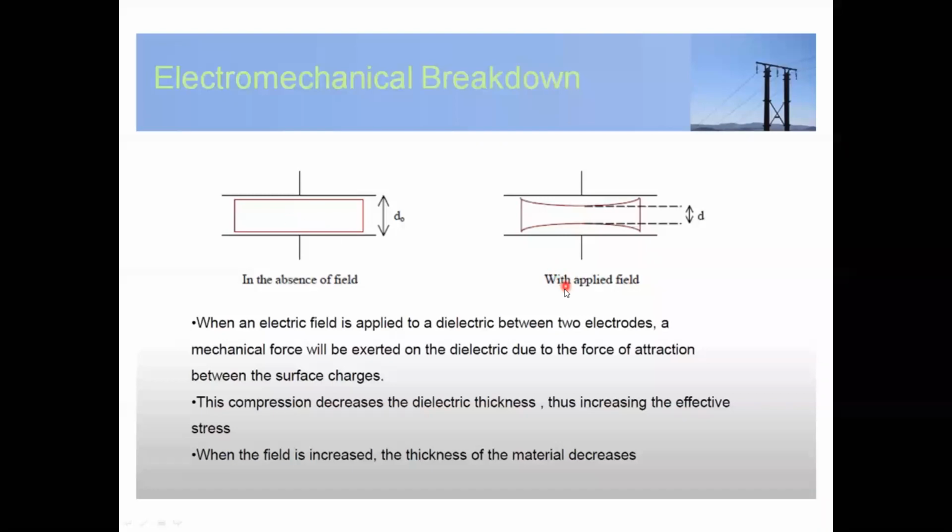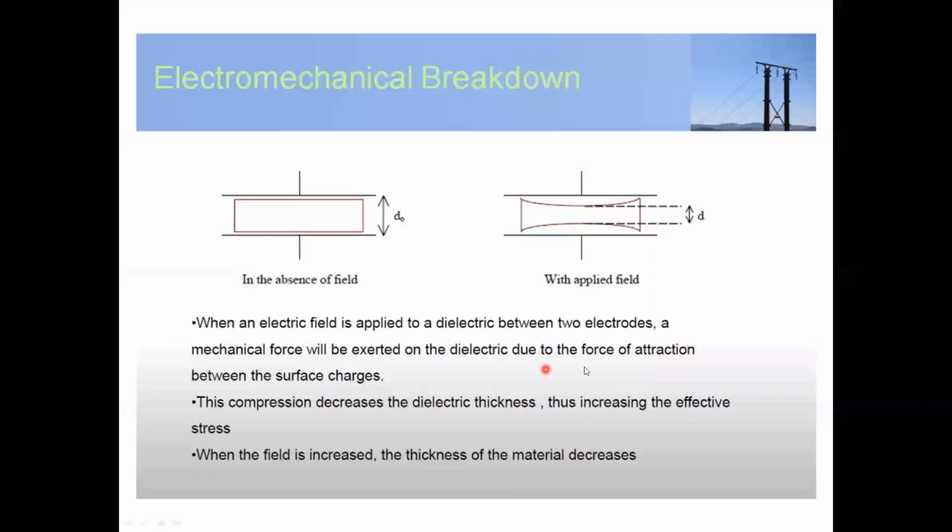Under very high voltage condition, because of attraction between the ions, because of surface charges, the dielectric property of the insulating material goes on changing. During that condition, the mechanical properties and also the dimensions of the solid type dielectric material go on changing. When an electric field is applied to a dielectric between the two electrodes, a mechanical force will be exerted on the dielectric due to the force of attraction between the surface charges.